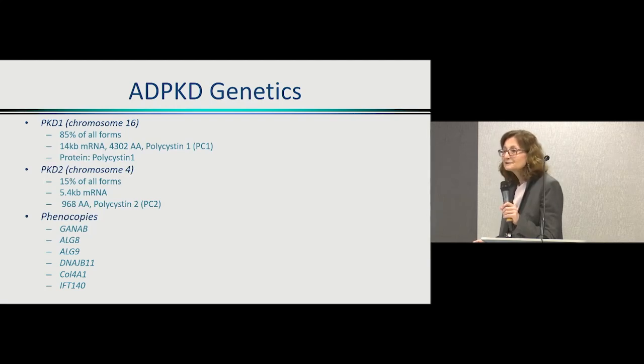It may be covered as well in other talks, but about 85% of cases of autosomal dominant PKD are due to mutations in the PKD1 gene, which is on chromosome 16. It's a very large gene, a very large protein, as you'll see. The protein we call polycystin 1. About 15% of cases are due to mutations in PKD2, which is a smaller gene, and we call that polycystin 2.